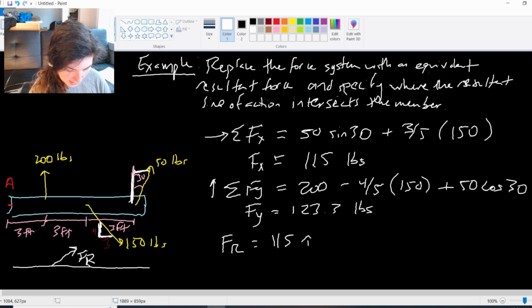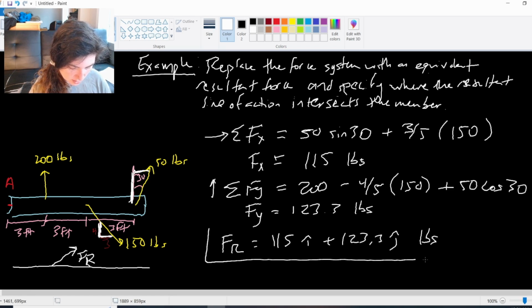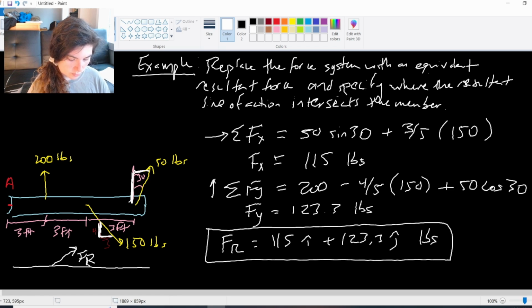So my resultant force, again, Cartesian form is just going to be easiest because I can just say 115 i hat plus 123.3 j hat pounds. And that's what my resultant force is. So really what this is saying is where on this line is this resultant force acting?